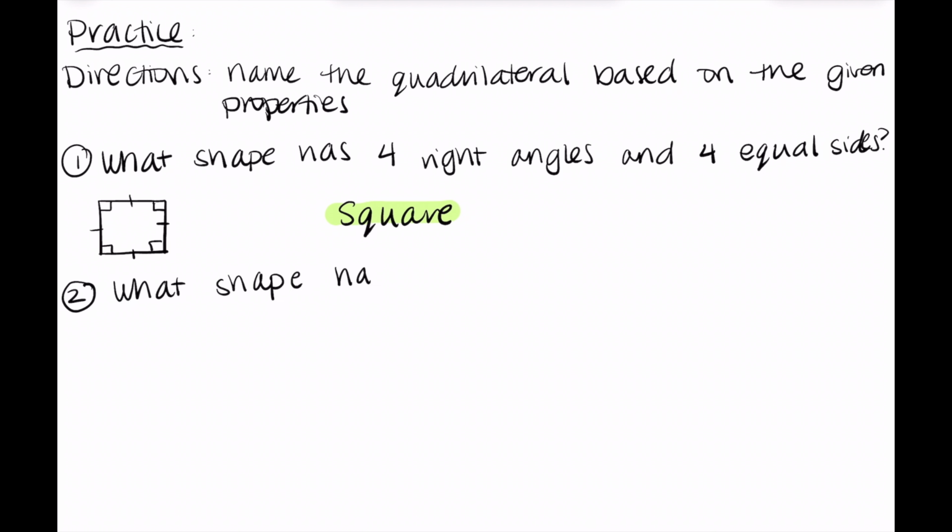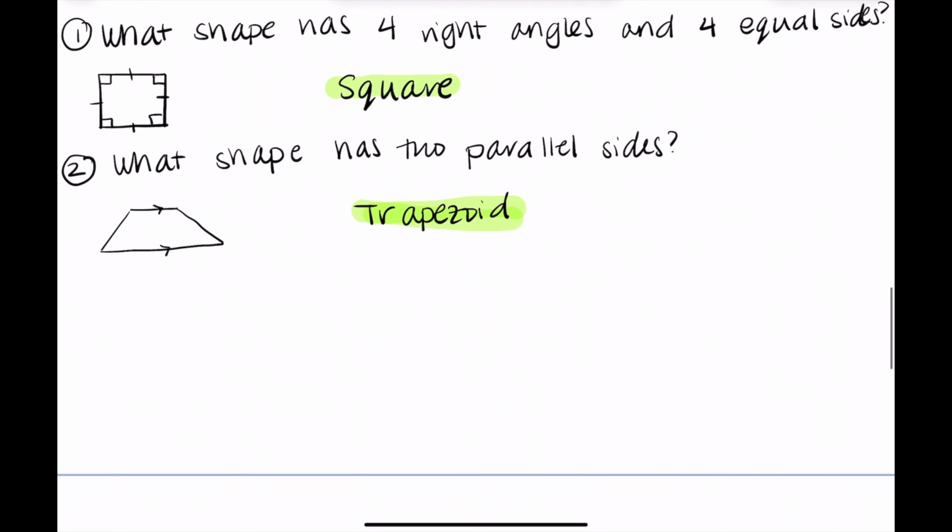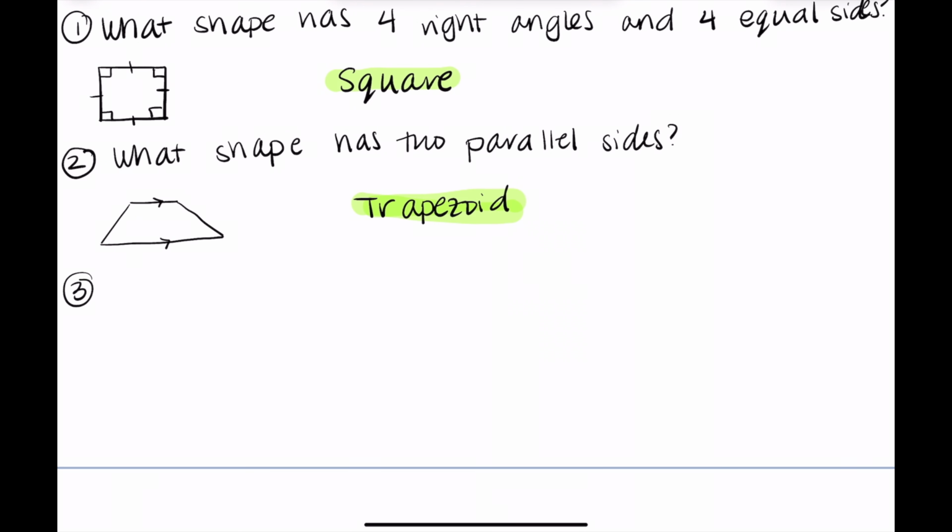For number two, it says, what shape has two parallel sides? And notice how in the directions, it just says two parallel sides. There are other shapes that have two parallel sides and other properties, but the only shape that only has two parallel sides as its property is a trapezoid. So I've gone through and drawn that out for us here.